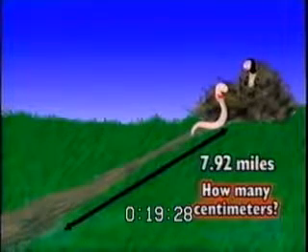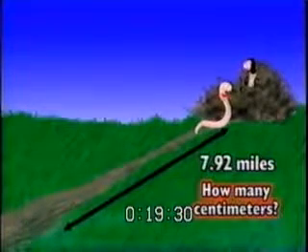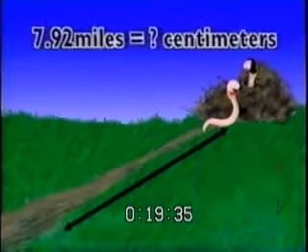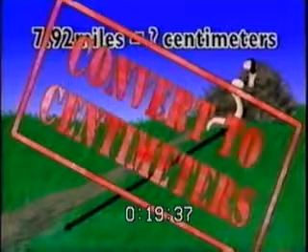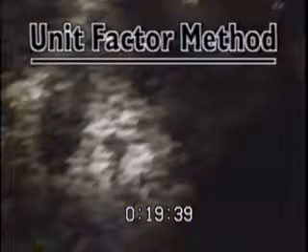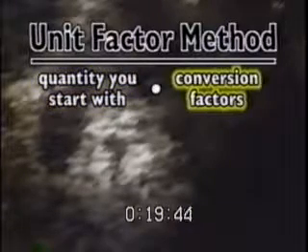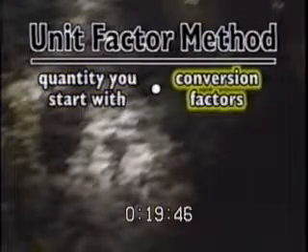Well, we have a problem with this problem. Willie measures his travels in centimeters, but we've measured his travel in miles, so we have to convert to centimeters, Willie's unit of measurement. Using the unit factor method, multiply the quantity you start with by the appropriate conversion factor until you get the unit you want.